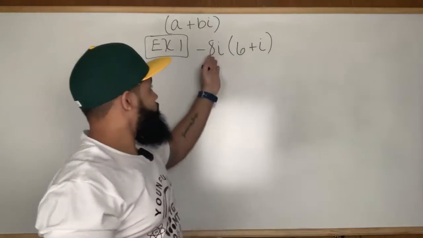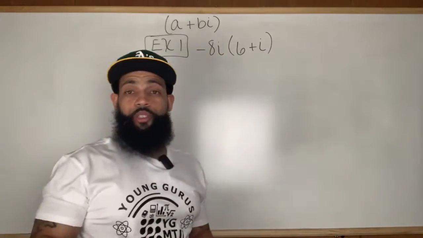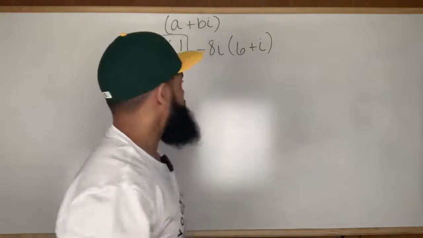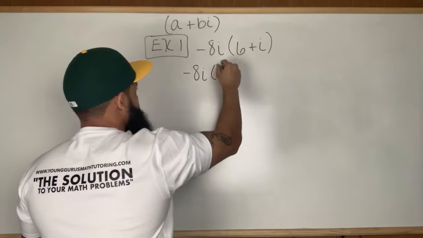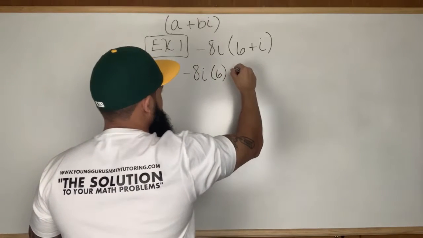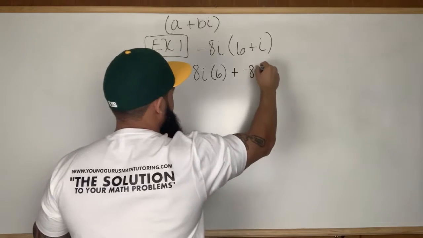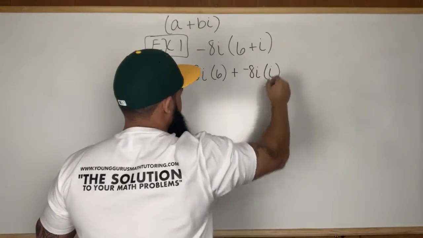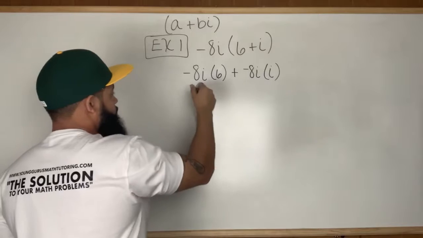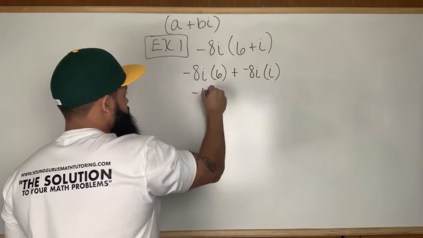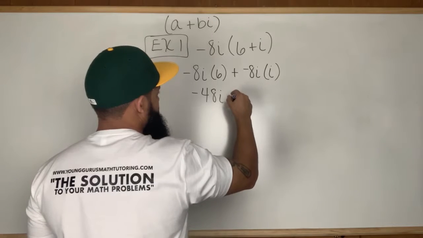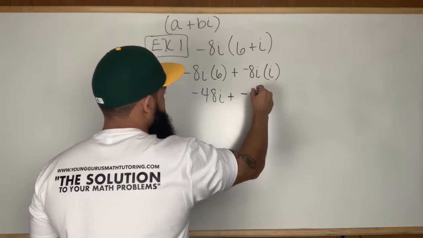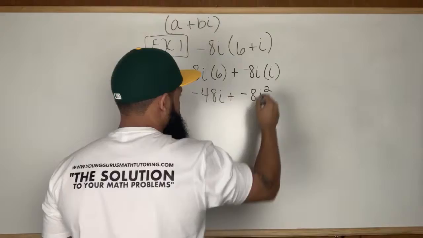Now, typically we're going to treat this just as if the i was not there. Like if I saw a term on the outside of parentheses, we would use the distributive property. So we're going to do the same thing here. So you get negative 8i times 6 plus negative 8i times i. Okay? Negative 8 times 6 is negative 48. We keep our i. And then plus negative 8i squared.